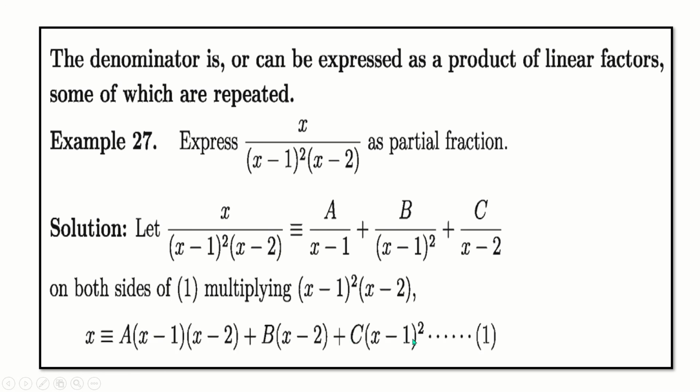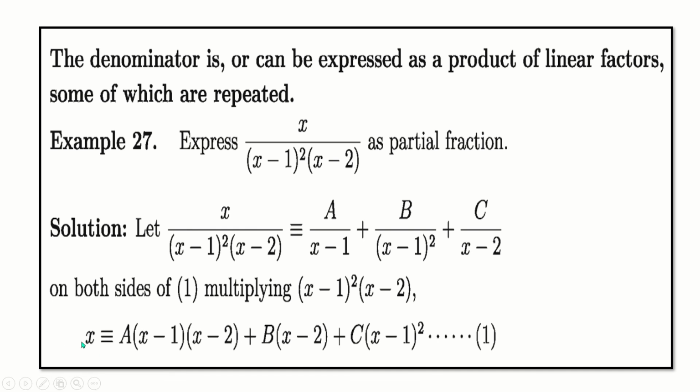So c into 1 means c. So right side, that means constant term will be plus 2a plus minus 2b plus c. This is the constant term of right side and left side will be 0. So equating the constant term, we can write left side 0, right side will be plus 2a minus 2b plus c. When we take equating the coefficient of x on both sides, left side will be 1 and right side will be the coefficient of x.